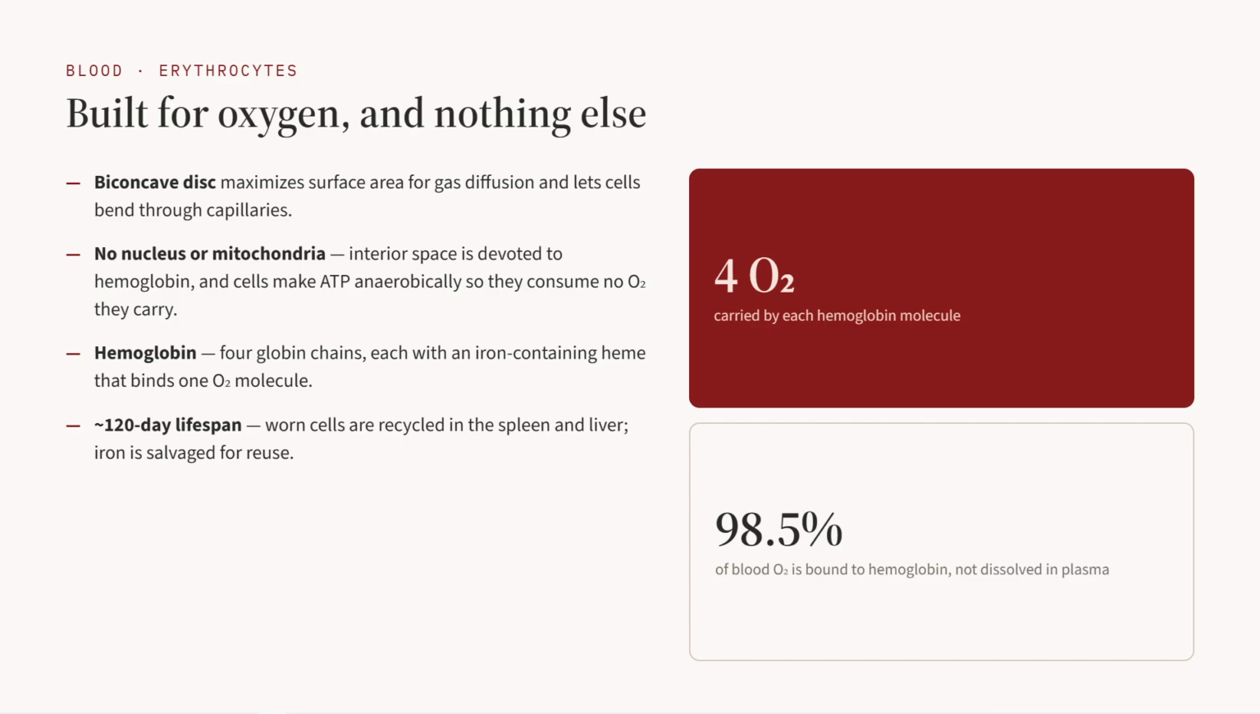Each hemoglobin molecule has 4 iron-containing heme groups, so it binds 4 oxygen molecules. That's why over 98% of oxygen in your blood is bound to hemoglobin rather than dissolved in plasma. Red cells live about 100 to 120 days, then get recycled in the spleen and liver, with the iron salvaged for reuse.